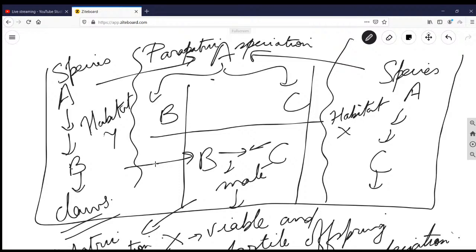contradicting the definition of adaptive radiation. So I am not talking about a physical barrier here. If you put a physical barrier, divergent evolution can still happen, and that will be known as allopatric speciation. But if a physical barrier is there which cannot be traversed, that is not adaptive radiation.